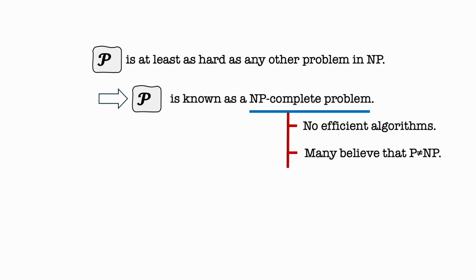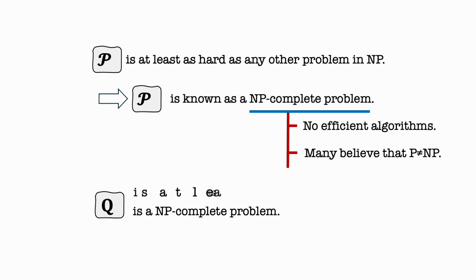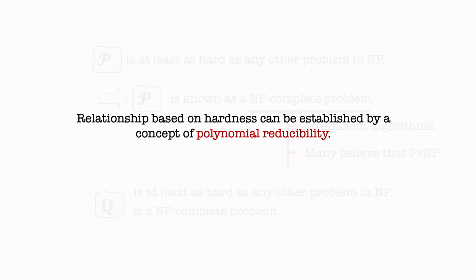Now, many questions may arise in the mind. Let us say a problem Q, which is an NP problem, is an NP-complete problem. But to prove that Q is an NP-complete problem, we have to prove that Q is at least as hard as any other problem in NP. This relationship based on hardness can be established by the concept of polynomial reducibility.